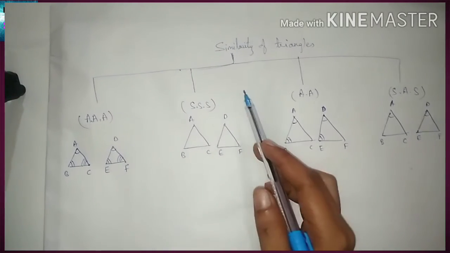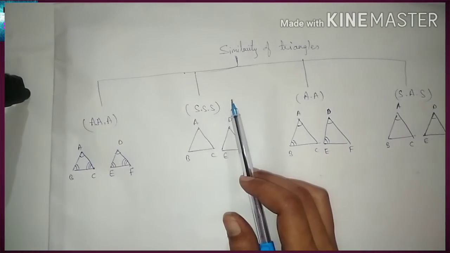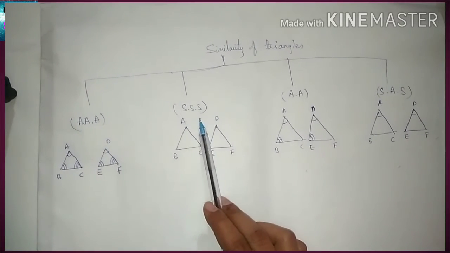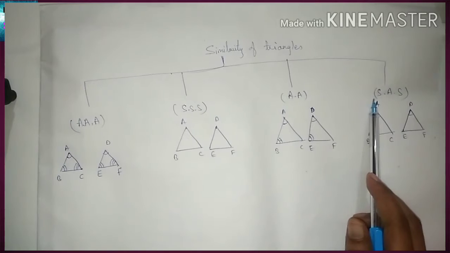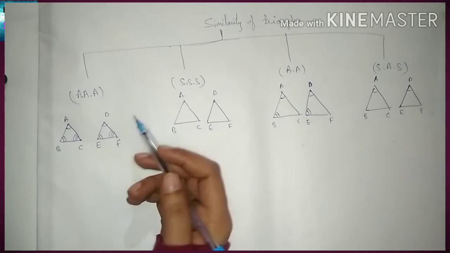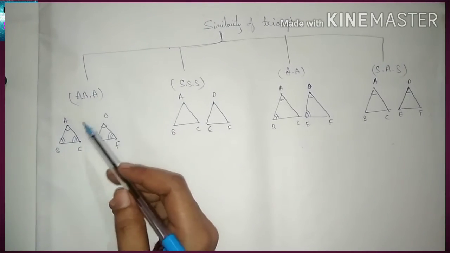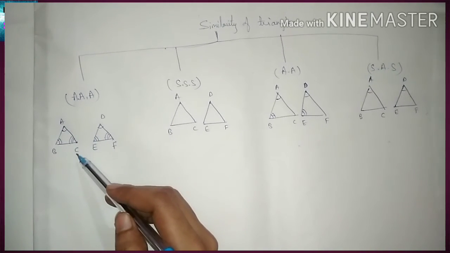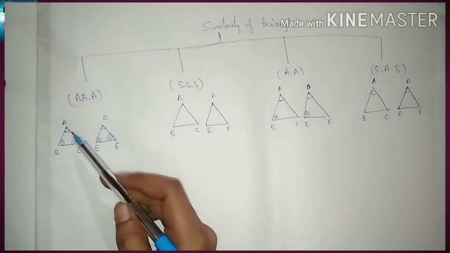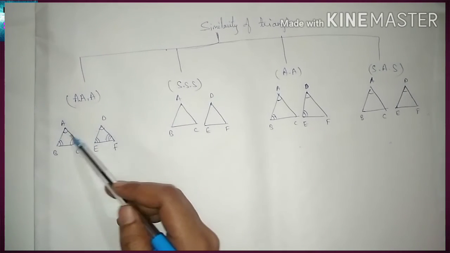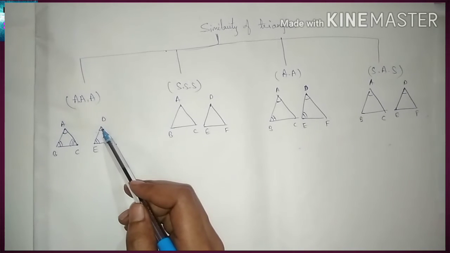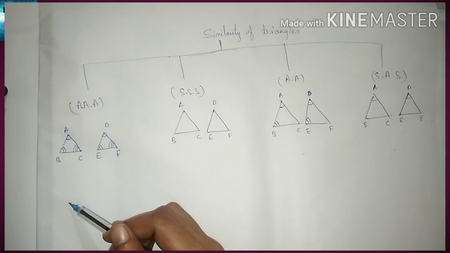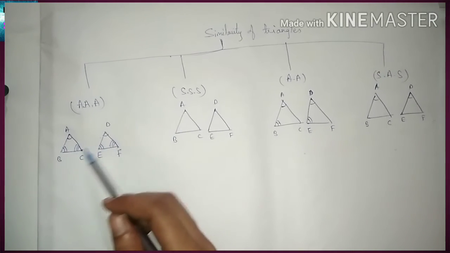So here, when we can say two triangles are similar, we have four conditions: angle, angle, angle; side, side, side; angle, angle; and side, angle, side. Let us see the first condition, angle, angle, angle. If two triangles are given, we have to prove these two triangles are similar, and what is given is that corresponding angles are equal. Angle A is equal to angle D, angle B is equal to angle E, angle C is equal to angle F. So corresponding angles are given.